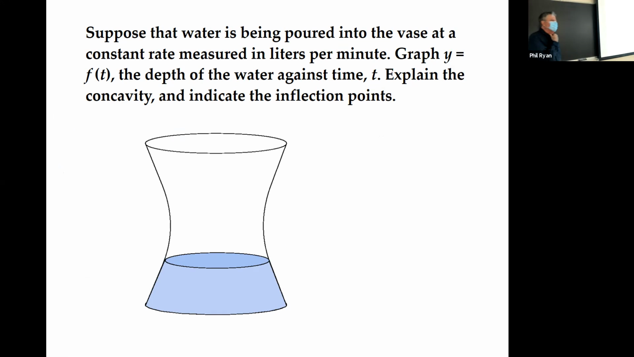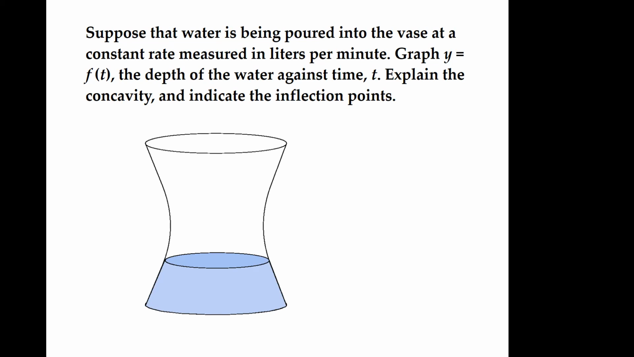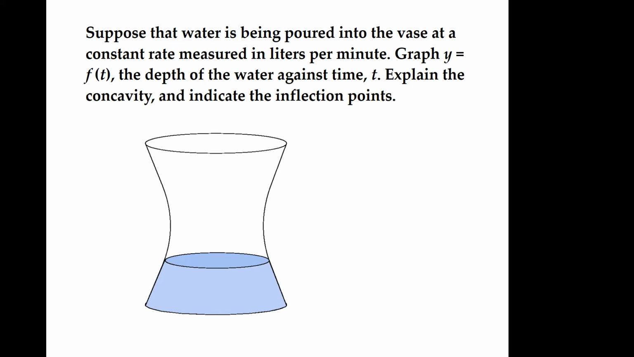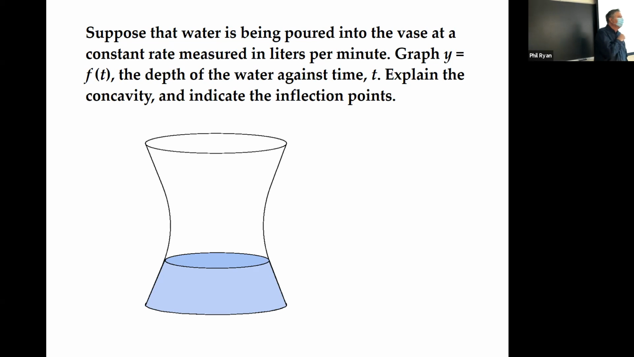Yesterday we talked about inflection points, and I finished off on this example. We've got a vase that's shaped like this, water's coming in at a constant rate, and the function we're interested in is the depth of the water against time t. Explain the concavity and indicate the inflection points. And we already discussed this.